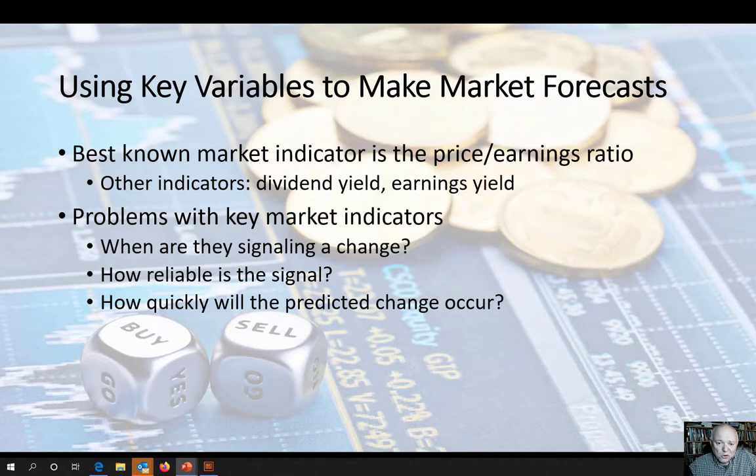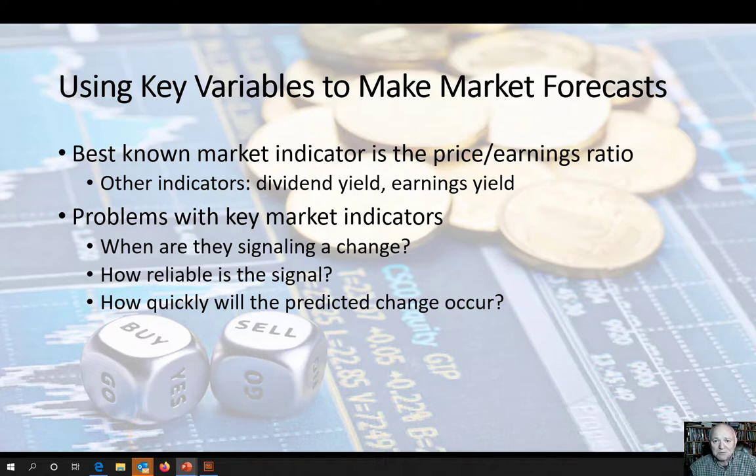One of the best known market indicators is the price earnings multiple, but we can also use other measures like dividend yield and earnings yield, which are also related to share price. Dividend yield is a measure of dividends relative to share price. Earnings yield is the earnings per share over the share price, or the capitalization ratio. So those may be indicators that we follow, as well as price earnings, but essentially they provide us with similar or the same information.